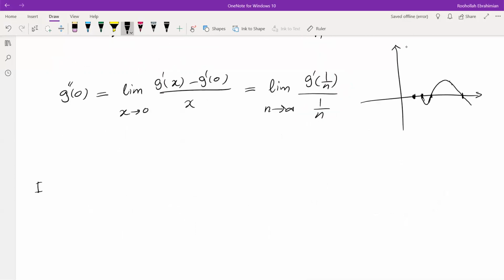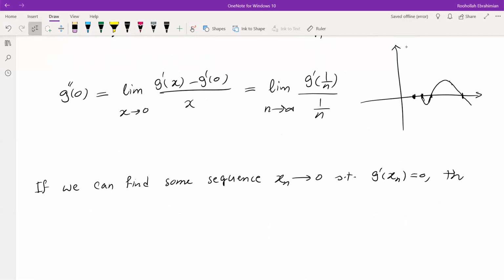So if we can find some sequence, it doesn't have to be 1 over n, x_n approaching 0 such that g prime of x_n is 0, then we are done. There's nothing special about 1 over n. The only thing that is special about 1 over n is that it approaches 0. So if I can find a sequence, just any sequence, such that the derivatives at that sequence are also all 0, then I'm done. So what am I going to do?